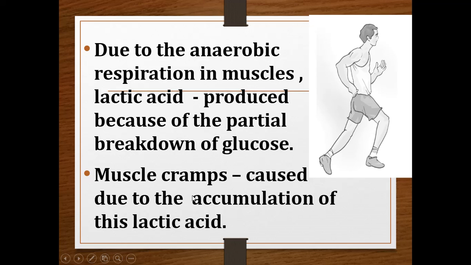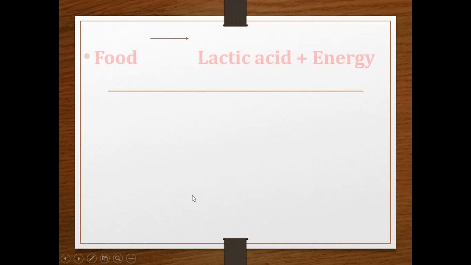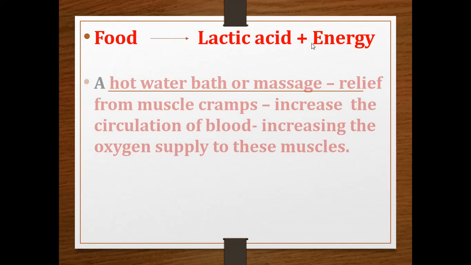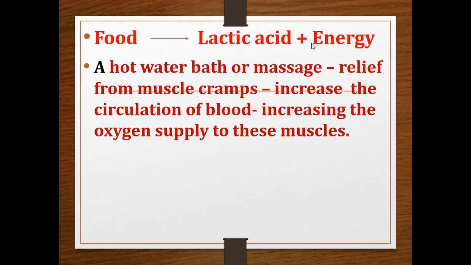Okay. Now here you can see what will happen during anaerobic respiration in human beings. So food, in the absence of oxygen, produces lactic acid plus energy. So we will get muscle cramps, yes, due to the accumulation of lactic acid.